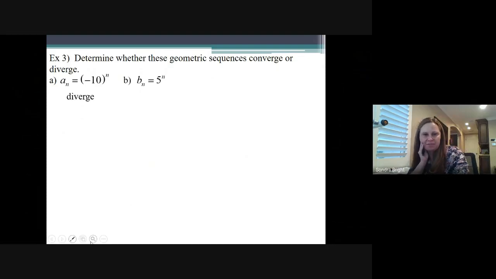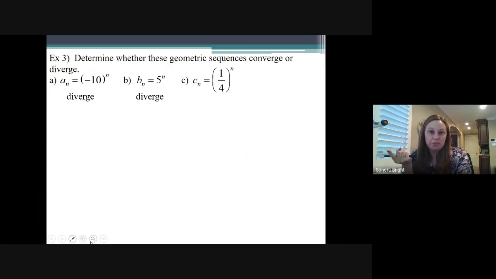How about 5 to the power of n? Well, when n is 1, you'd have 5. When n is 2, you'd have 5 squared, so 25. 5 cubed, 125. 5 to the 4th is 625. It just keeps getting larger, larger, larger. Diverges.